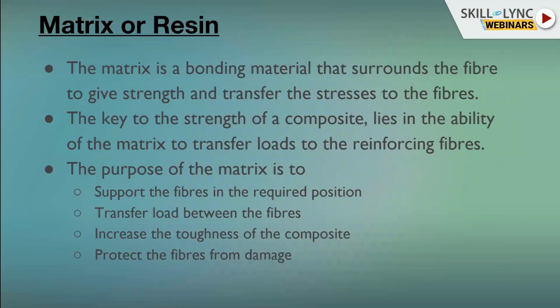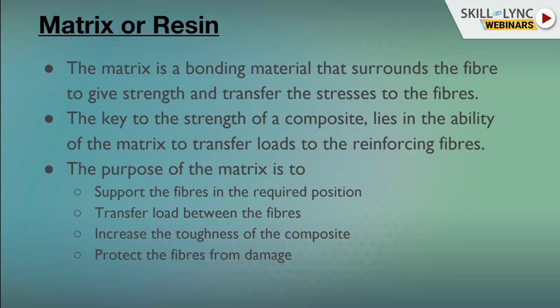Now let's look into the constituents of a composite part, which is matrix or resin, and fiber or reinforcement. So let's start with resin systems or matrix. Matrix is basically the bonding material which surrounds the fiber and gives strength to the part, and it transfers stresses between the fibers.